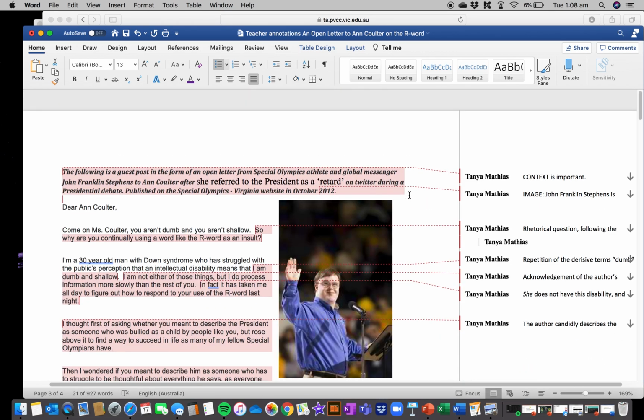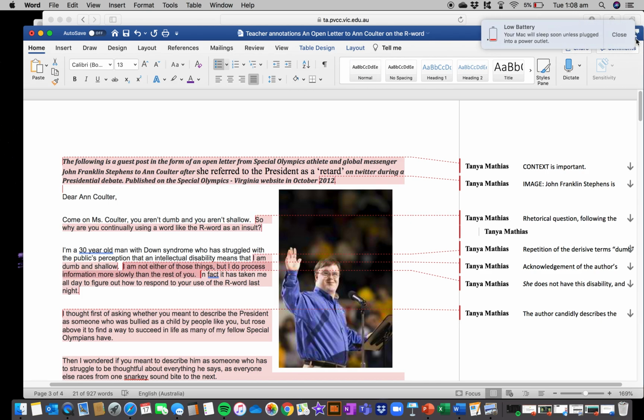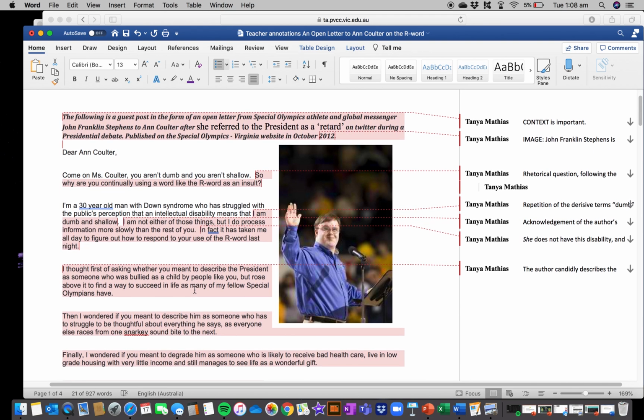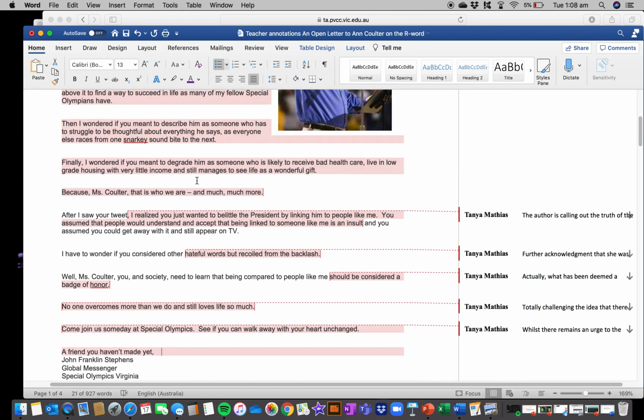And why did I think that? Well, he says that a little bit earlier on. Oh, losing battery. He says that a bit earlier on. He actually talks about the public's perception, okay, the rest of you. But then later on here, he says this. After I saw your tweet, I realized that you assumed that people would understand and accept that being linked to someone like me is an insult, and you assumed you could get away with it and still appear on TV.